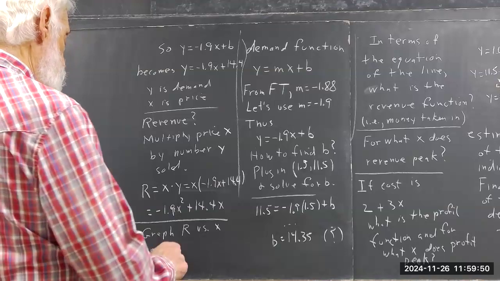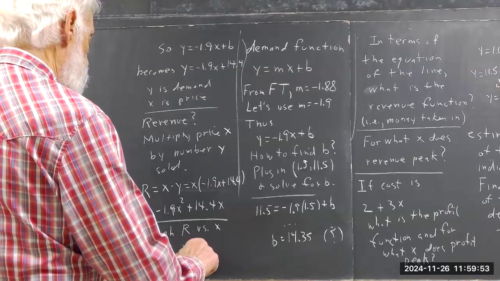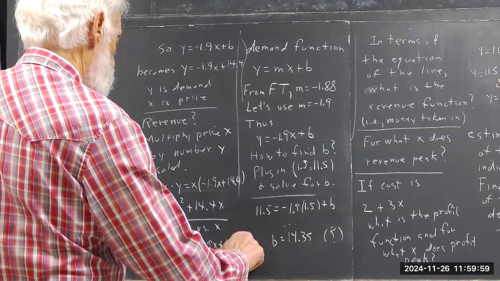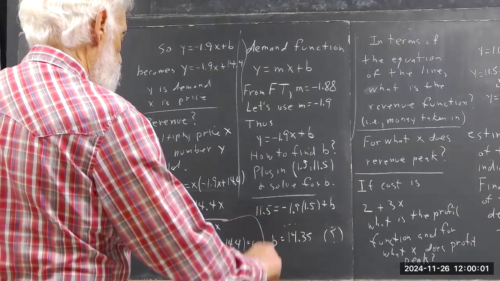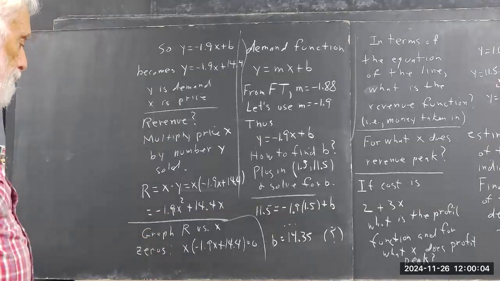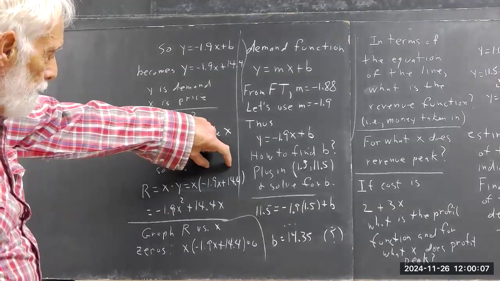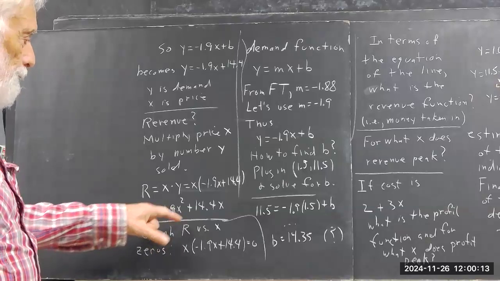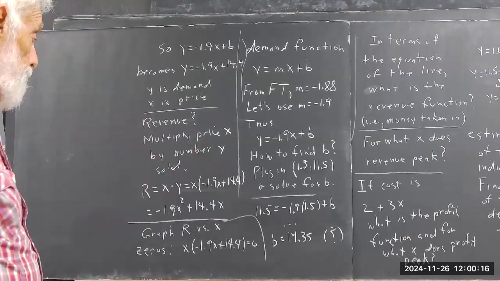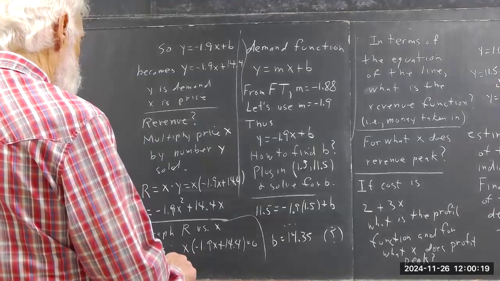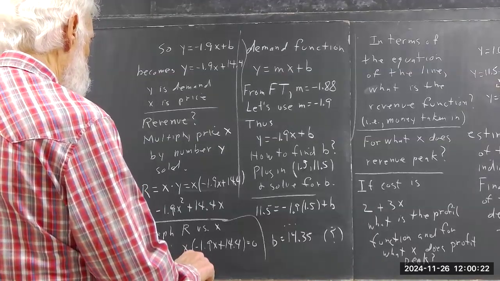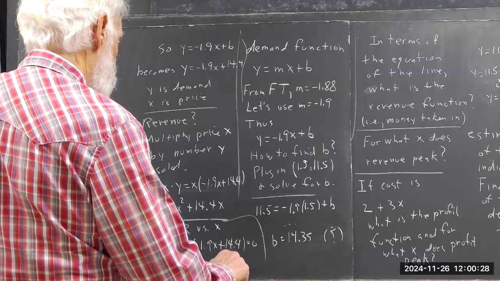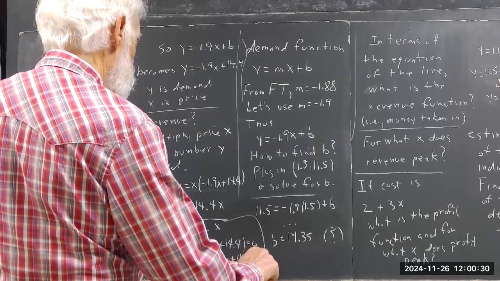What are the zeros? Zeros occur when R equals 0. Set this expression equal to 0. We could easily also set this expression equal to 0, but if we did, we'd probably say, well, I can factor out an x, and we can do that to this. Well, this leaves x equals 0 or negative 1.9x plus 14.4 equals 0.